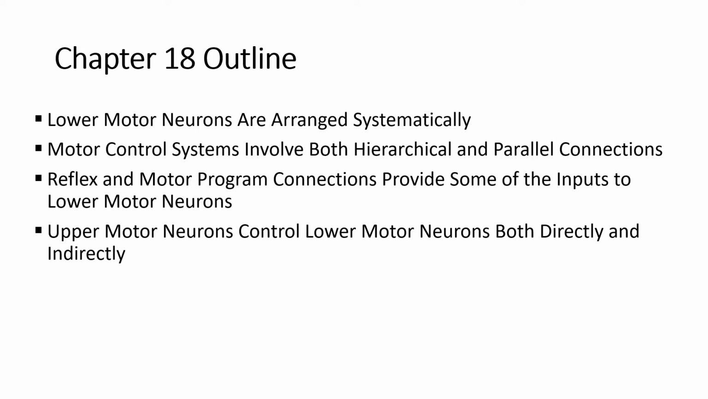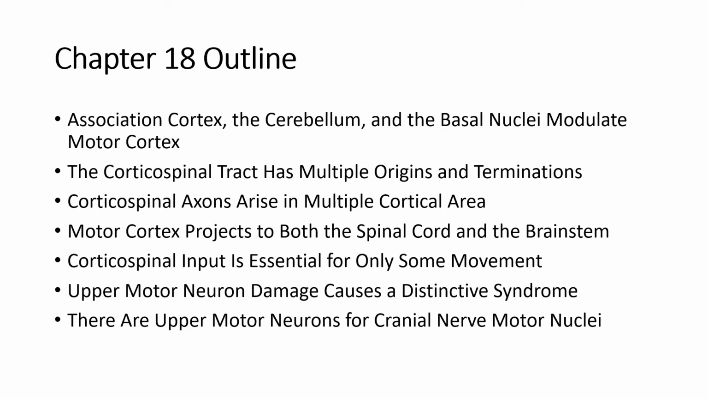So going up is sensory, but we need sensory in order to have proper motor usually. Reflex and motor program connections provide some of the inputs to the lower motor neurons. Upper motor neurons control lower motor neurons both directly and indirectly. So we're going to look at the association cortex, cerebellum, basal nuclei. They modulate motor cortex. Corticospinal tract.